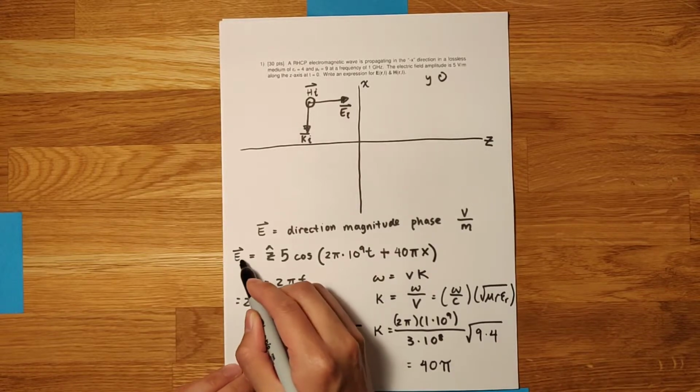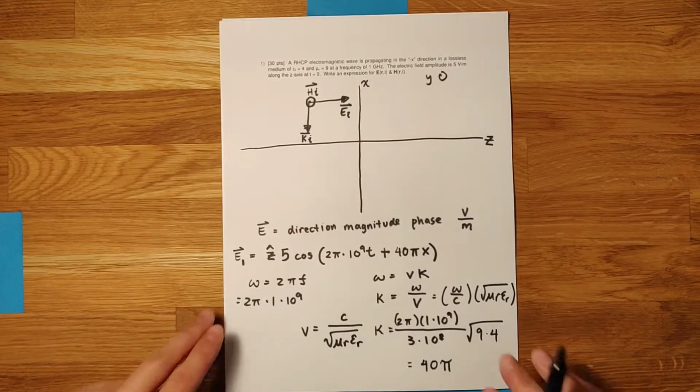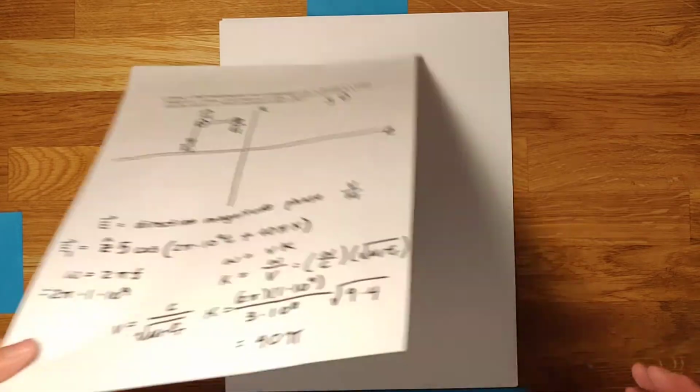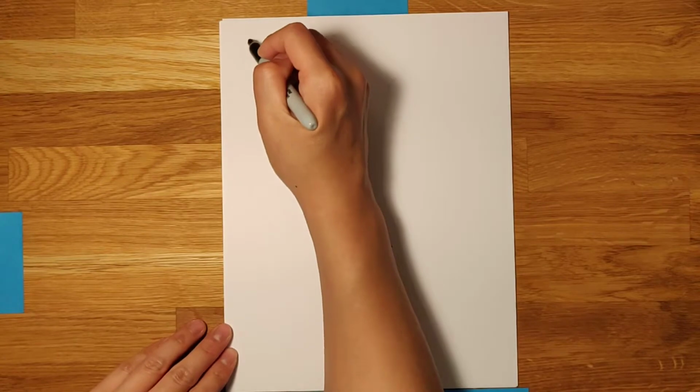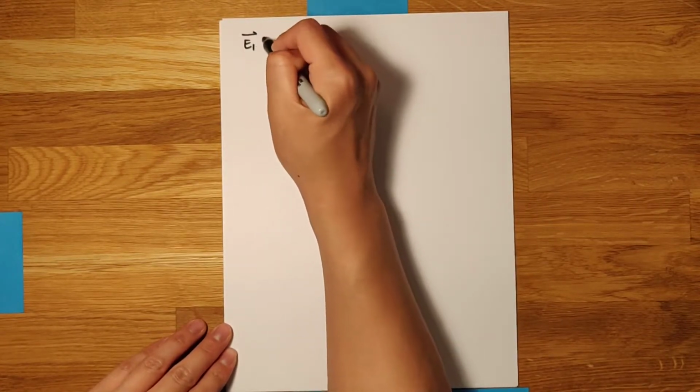So I'm going to call this E1 just to make things a little bit simpler. And I'm out of room. So we still need to take E2 into consideration. Well, I'm just going to write E1 again.